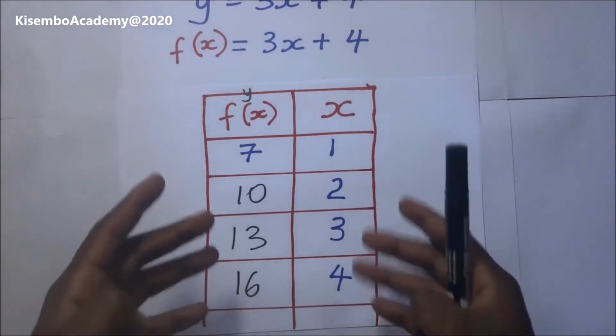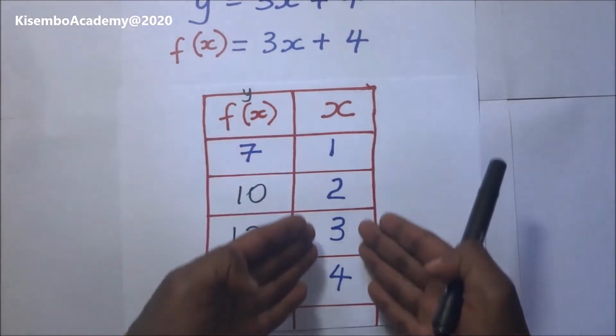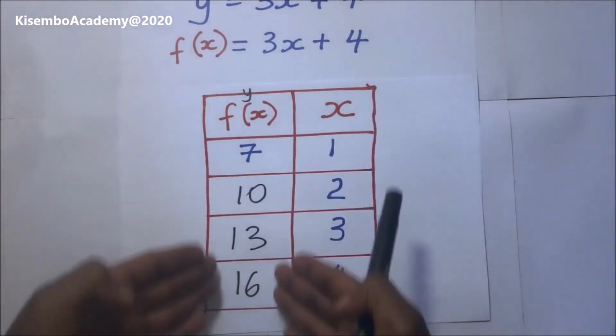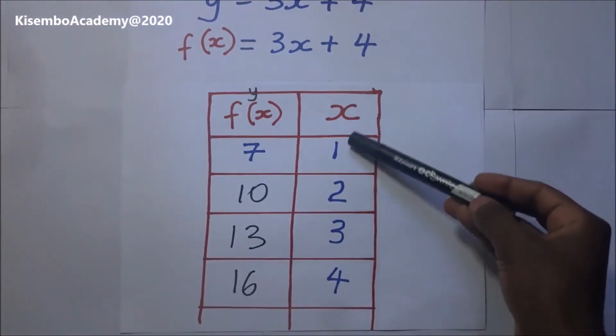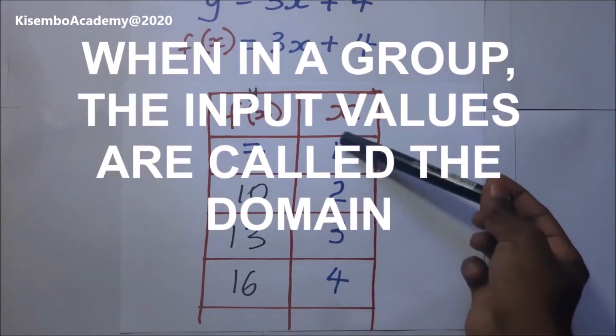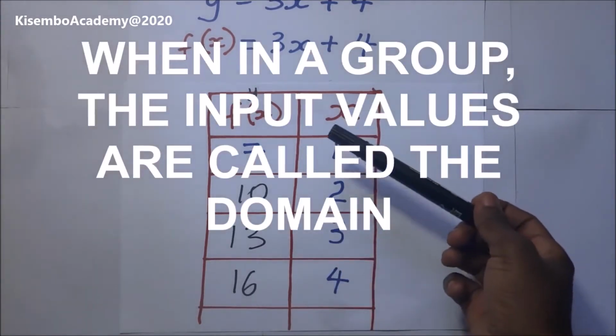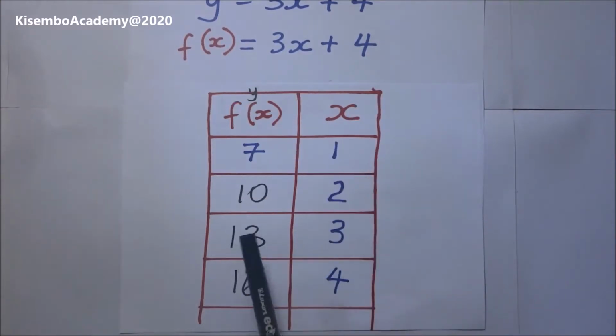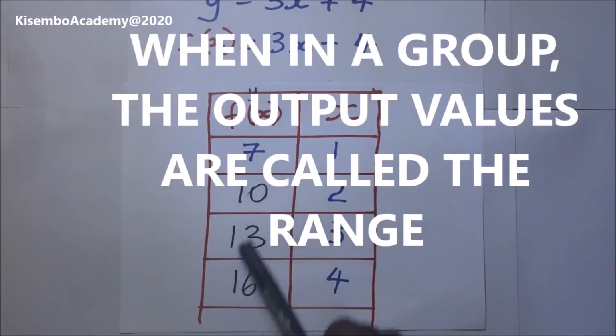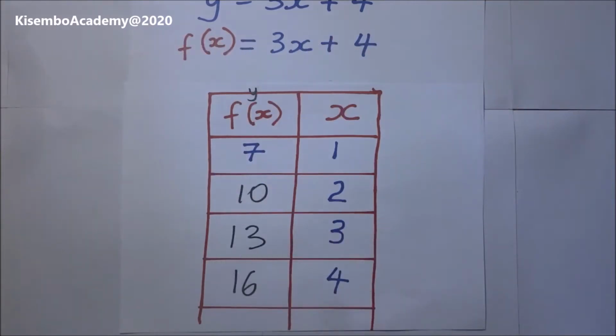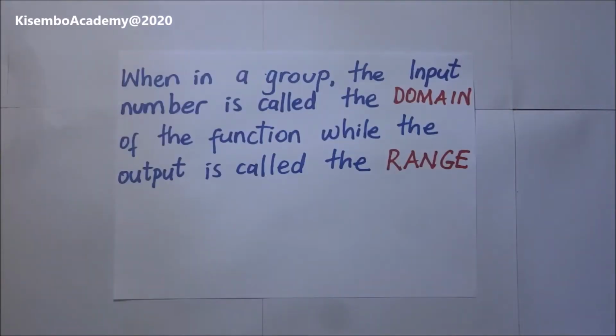In this brief table you're looking at, we have a group of input values and a group of output values. When these values of x are in a group, we collectively call them the domain of the function. And when these output values are grouped like we are seeing here, we call them the range. When in a group, the input numbers are called the domain of the function, while the outputs are called the range. Unless stated otherwise, the domain is simply all real numbers for which the equation produces outputs.